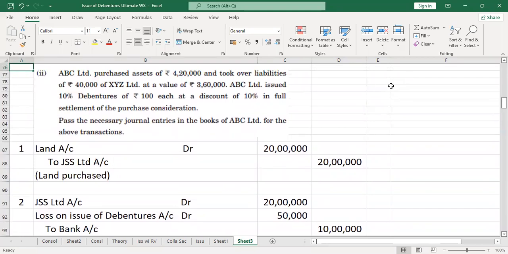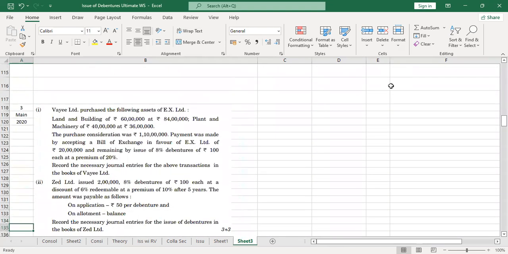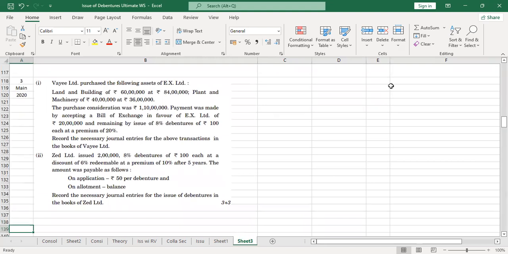ABC Limited purchased assets of 4,20,000 and took over liabilities of 40,000 of XYZ at a value of 3,60,000. ABC Limited issued 10% debentures of 100 each at a discount of 10% in full settlement of the consideration. We've actually solved questions like this, so I'm not going to do this question. It's very easy. You can do it by yourself. I'm going to see if there is some question that is worthy of doing.